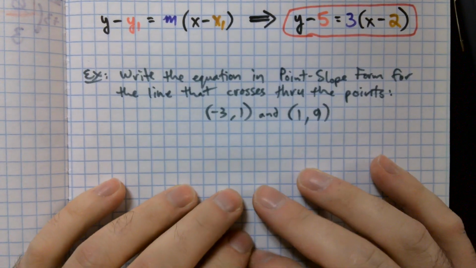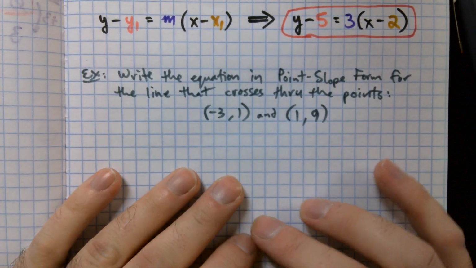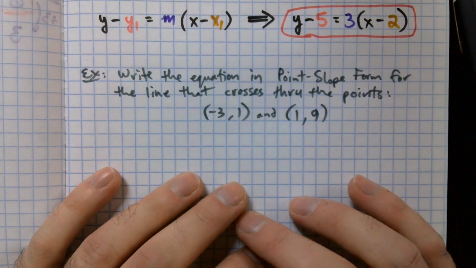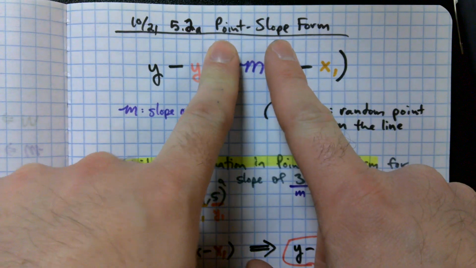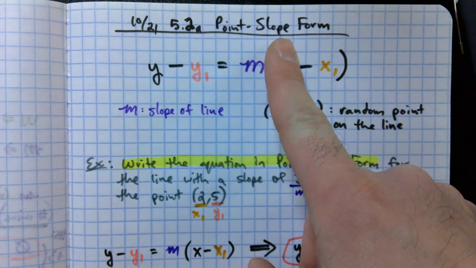First example was nice. It gave me a slope and it gave me a point. That's all I need to know to write an equation in point-slope form. That's why it's called point-slope, right?